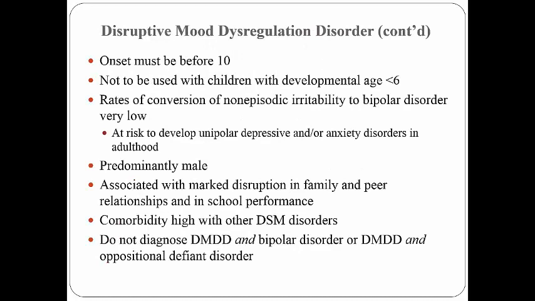The main thing to remember about this diagnosis is that it's younger onset, before 10, but not less than 6. And then the other thing is that you would not diagnose disruptive mood dysregulation disorder and bipolar disorder or oppositional defiant disorder together; these would be separate diagnoses on their own without the other one. And so I think that would be a differential diagnosis that you would need to make a decision about, whether it would be disruptive mood dysregulation disorder or bipolar disorder, and what that would look like.